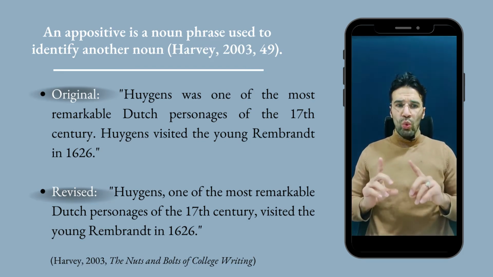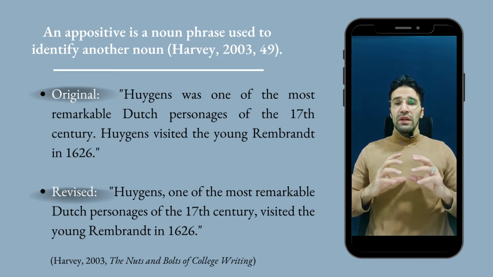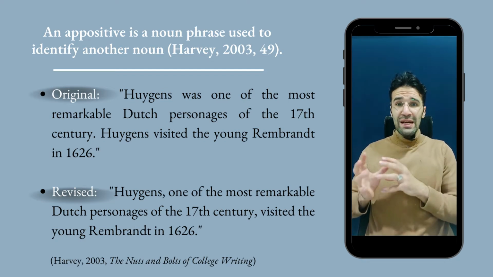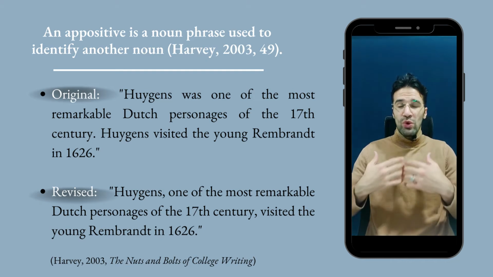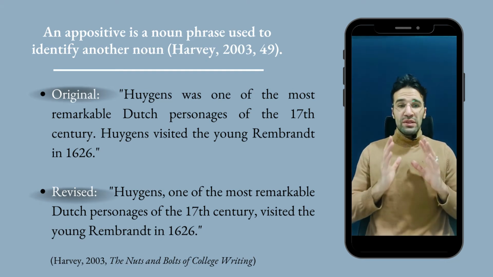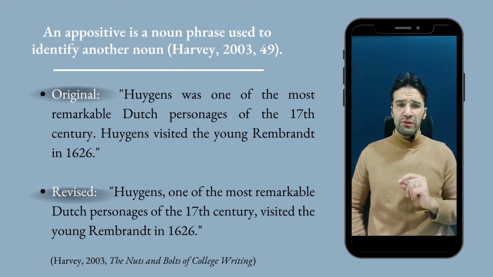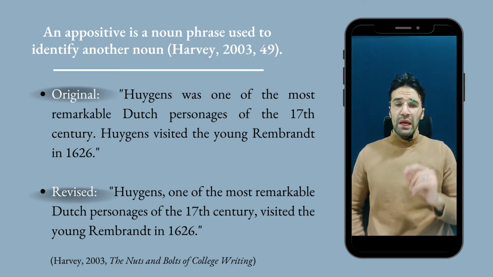Now, the phrase, one of the most remarkable Dutch personages of the 17th century, this whole phrase refers to the previous noun, Huygens. So I don't need to repeat Huygens over and over again. So the sentence shrinks to this: Huygens, one of the most remarkable Dutch personages of the 17th century, visited the young Rembrandt in 1626. But here is the important part.